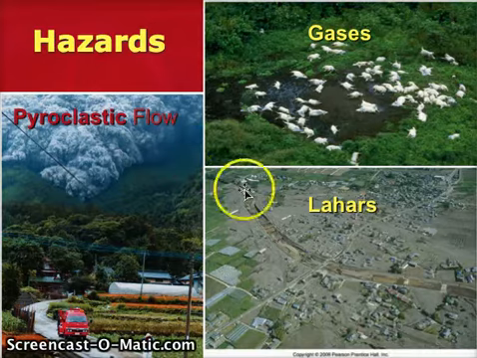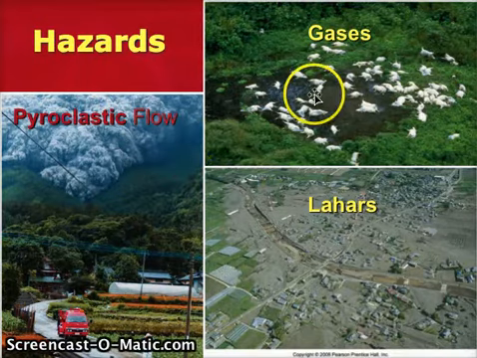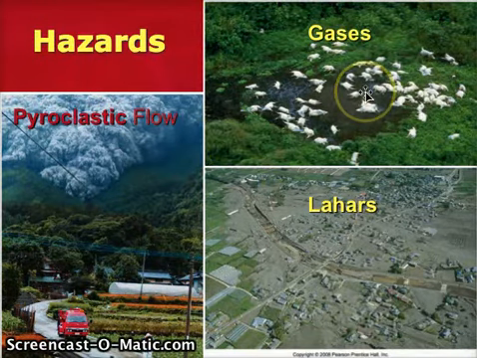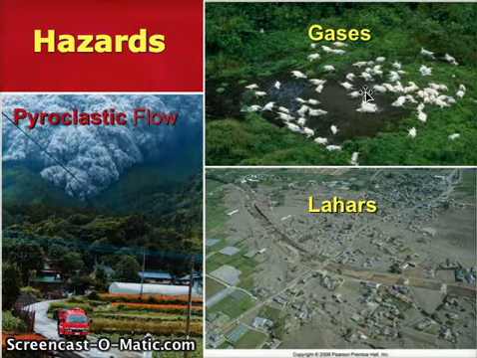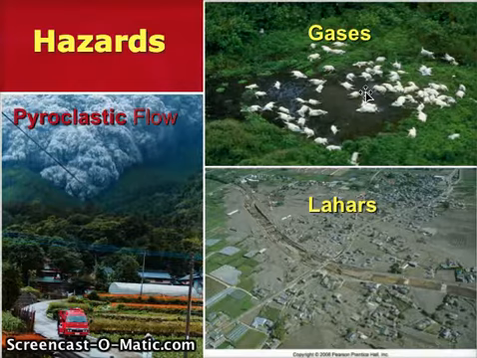Some other hazards we see with volcanoes, poison gases actually turns out to be kind of unusual because the gas has to be trapped in a confined area to build up into a large enough concentration. There are some special cases discussed in your books, and so poison gases are a hazard around some volcanoes.